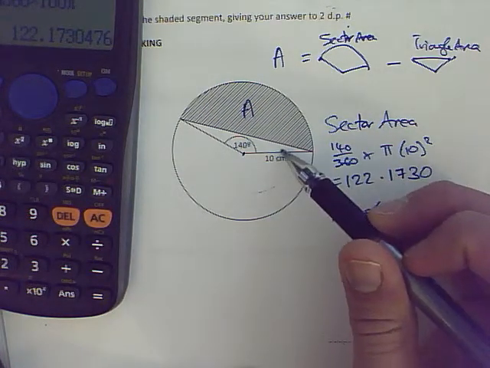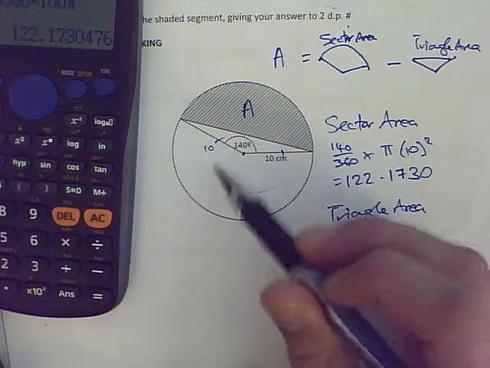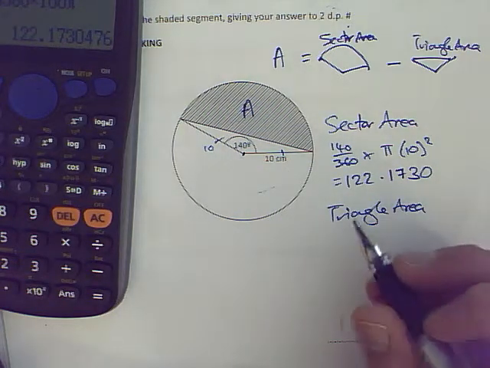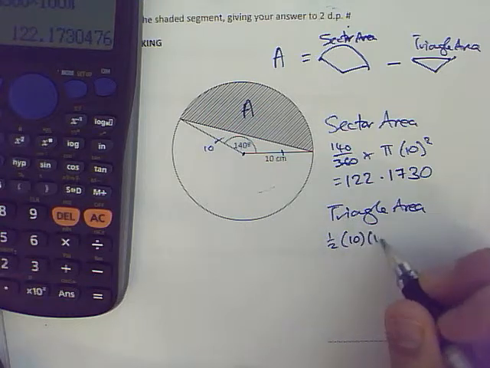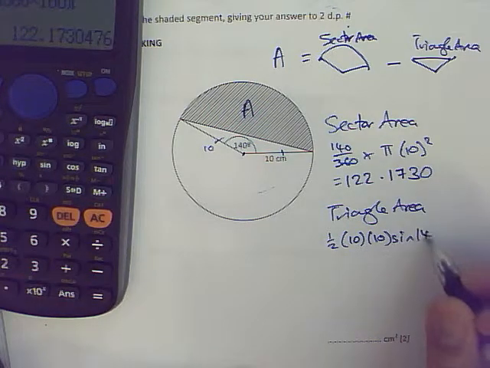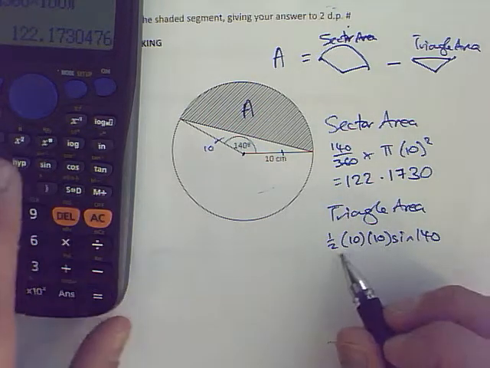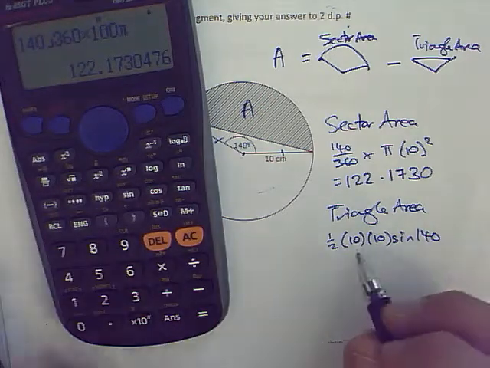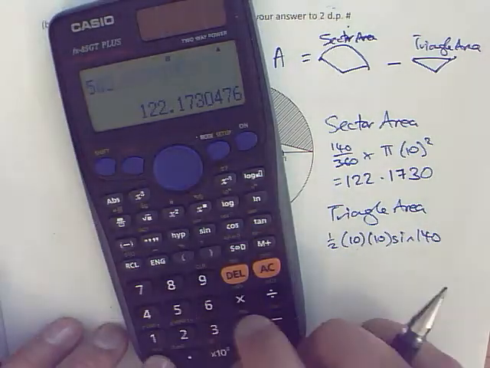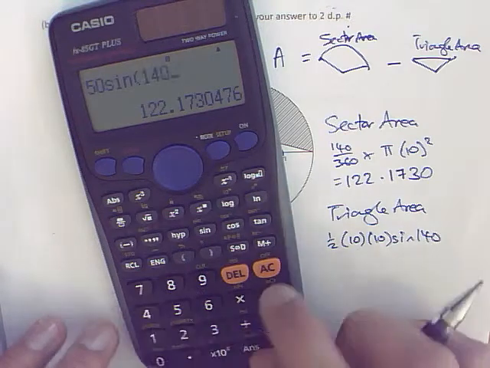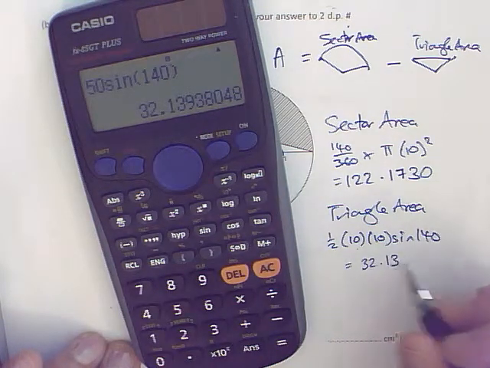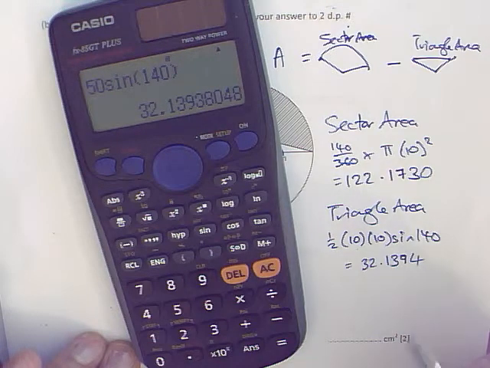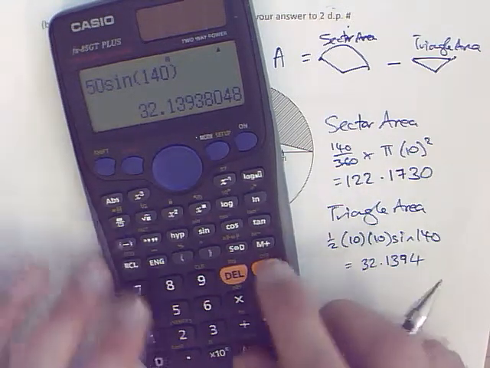And then the triangle area, we use the half ab sine C rule because we know two sides and the angle between them. But you're saying, wait, we only know one side. Aha, it's a circle, therefore each radius is the same length. So if that's 10, this is also 10. Now we have two sides and the angle between them, so we can work it out from half ab sine C. It's a half of 10 times 10 times sine 140. Half of 10 times 10 is half of 100, so it's going to be 50 sine 140.